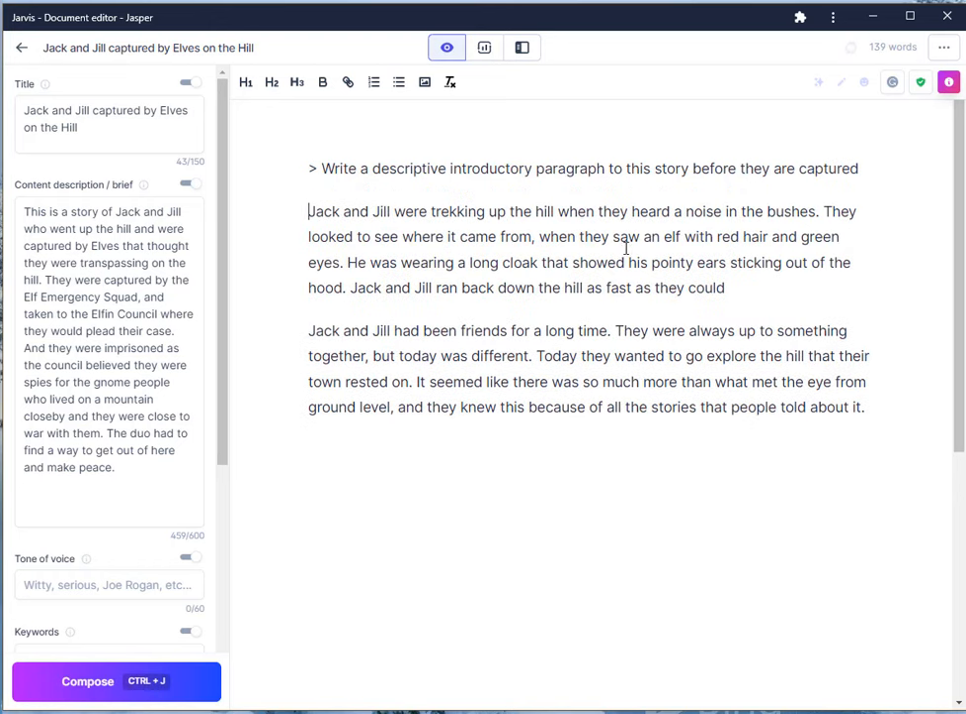Here's another one. Jack and Jill were trekking up the hill when they heard a noise in the bushes. They looked to see where it came from. They saw an elf with red hair and green eyes. Ooh. He was wearing a long cloak that showed his pointy ears sticking out of the hood. Jack and Jill ran back down the hill as fast as they could. So that sets up maybe for a horror story.